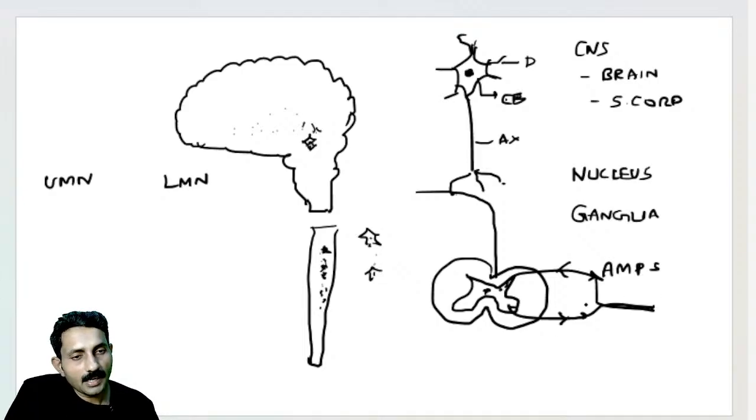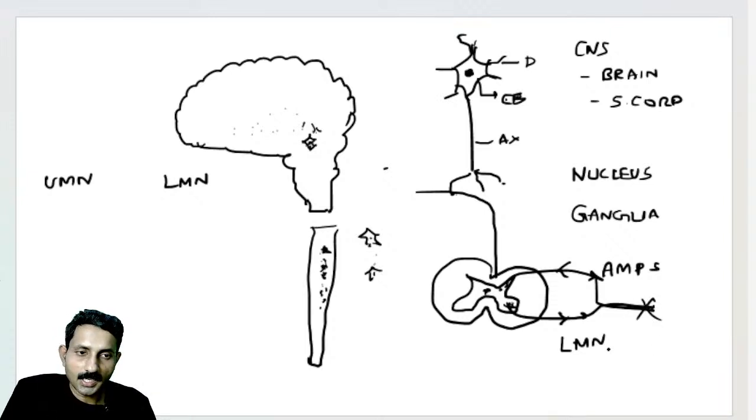Now, if we have any lesion outside this nucleus, this is called lower motor neuron. From this part onward, if there is any lesion, for example, the radial nerve is cut, or the axillary nerve is cut, or the ulnar nerve is cut, they are nothing but spinal nerves cut here. If it is cut here or some tumor is compressing, that lesion is called lower motor neuron type of palsy.